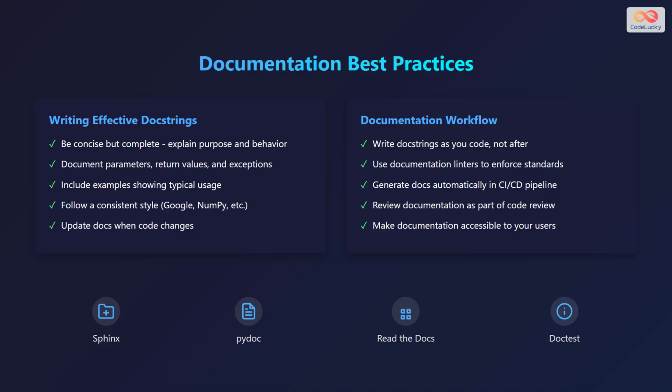For documentation workflow, write docstrings as you code, not after. Use documentation linters to enforce standards and catch errors. Generate your documentation automatically as part of your continuous integration and continuous delivery pipeline. Review documentation as part of your code review process. And make sure your documentation is easily accessible to your users. Here are some tools that can help with documentation, like Sphinx, PyDoc, Read the Docs, and Doctest.